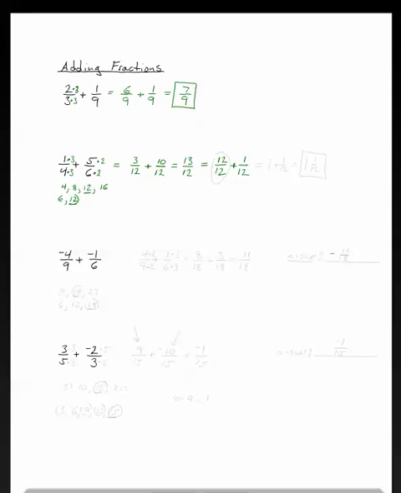And I always like to look at it again. 12 plus 1 is my original 13. And then 12/12 is one whole. So I have 1 plus 1/12. And by definition, that's the mixed number 1 and 1/12.